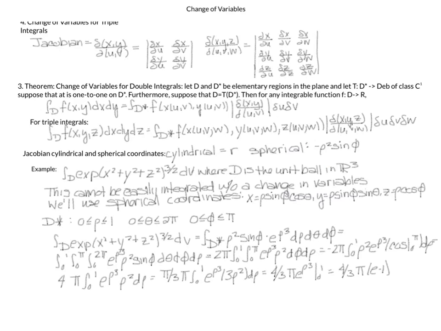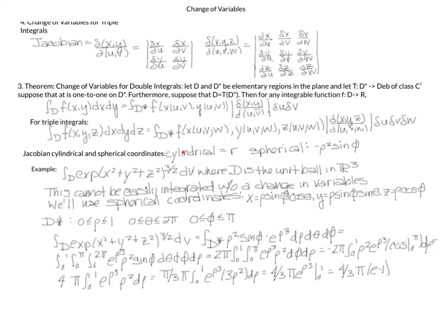And then finally, we can define our Jacobian for triple integrals, which again is just the determinant of the derivative matrix, basically the gradient of x, the gradient of y, and the gradient of z. And then for your change of variables, you need to multiply your integral by your Jacobian.